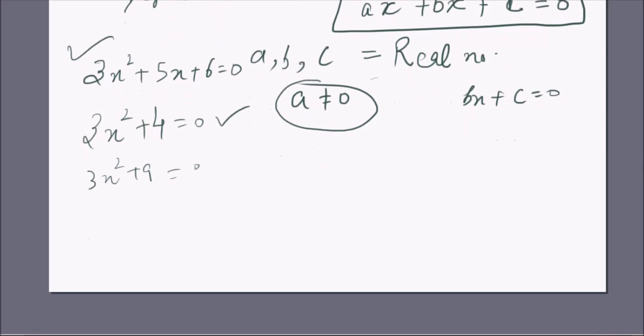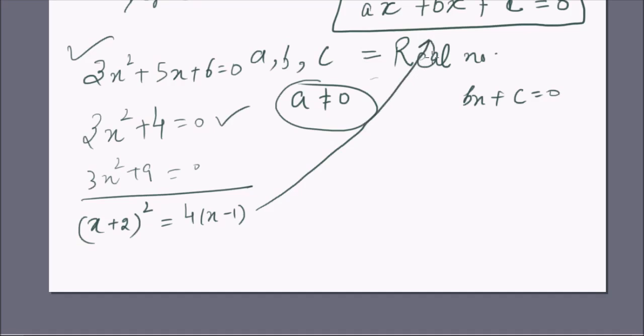Now let us check whether the given equation is a quadratic or not. Say we have an example, x plus 2 whole square equals 4 into x minus 1. By examining this equation in this form, we can't easily guess whether it is a quadratic equation or not. If this equation can be expressed as ax square plus bx plus c equal to 0, then this will be a quadratic equation, and otherwise not.